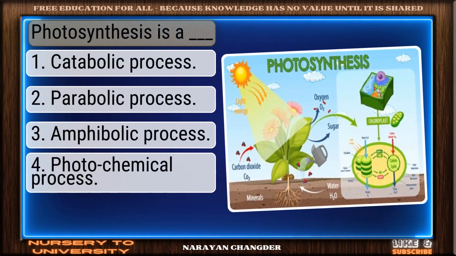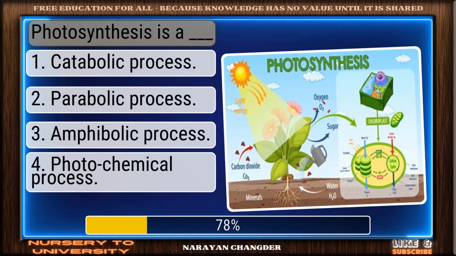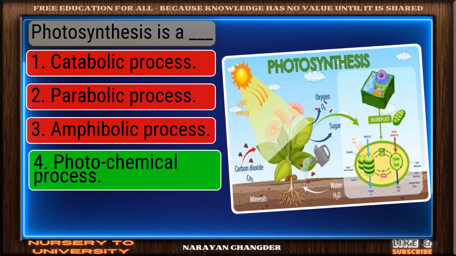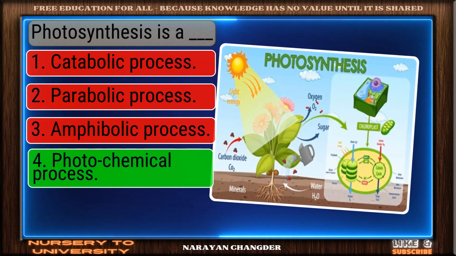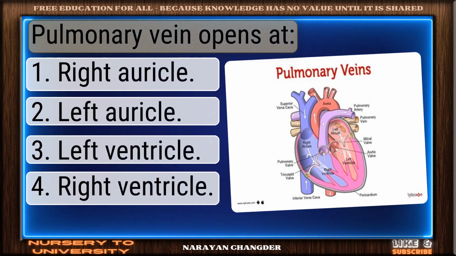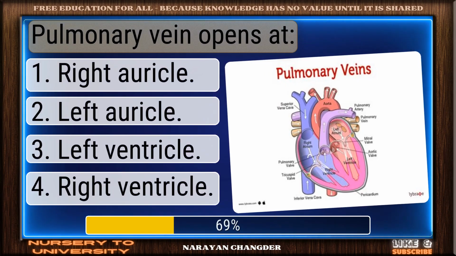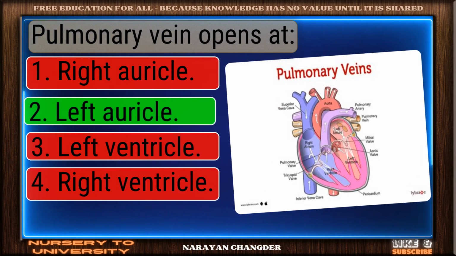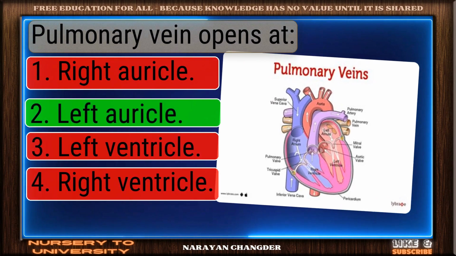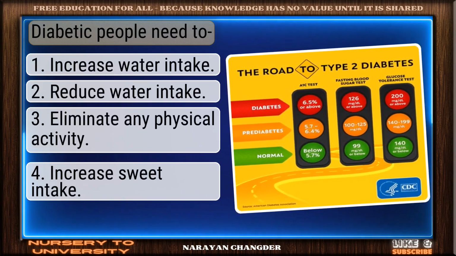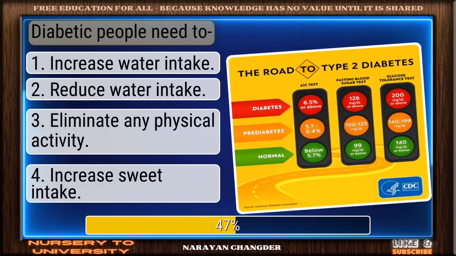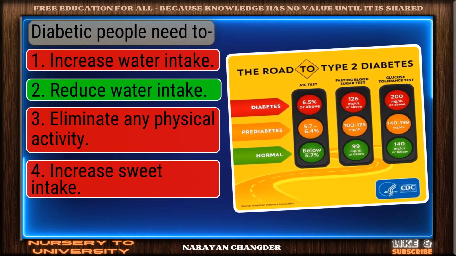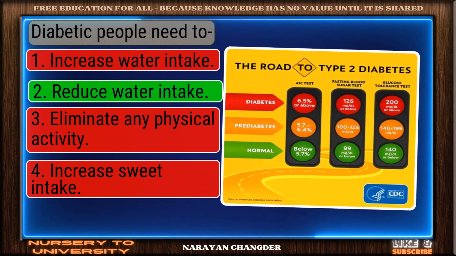Photosynthesis is a dash. Sharp thinking. Photochemical process is right. Pulmonary vein opens at. Great thinking. Left auricle is right. Diabetic people need to. Correct. Reduce water intake is spot on.